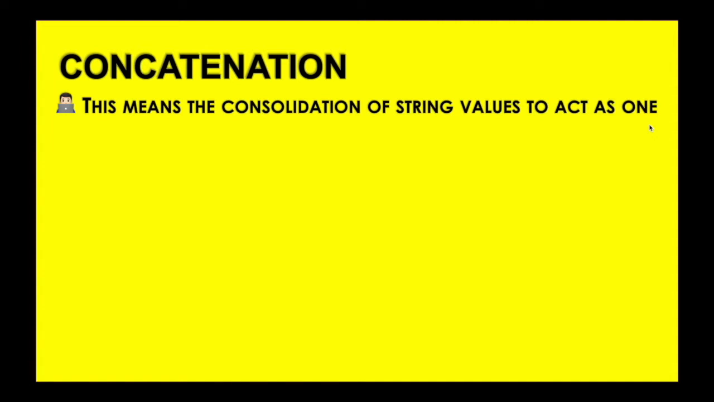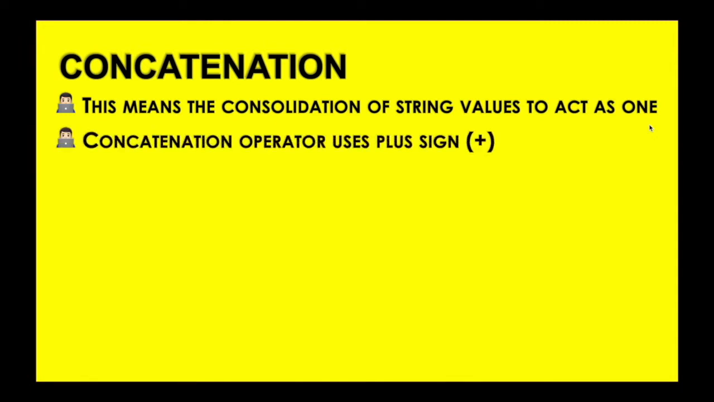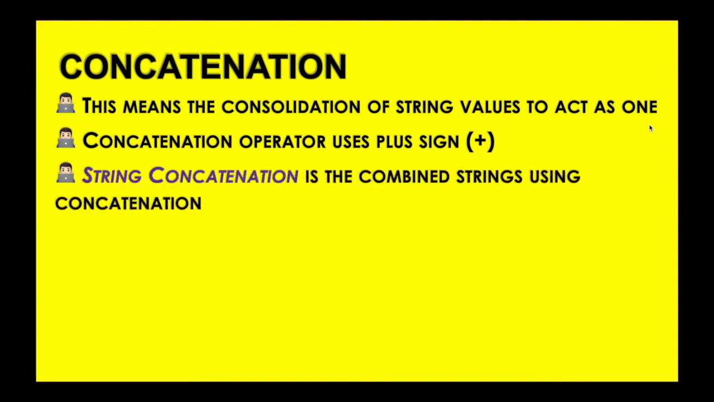We can concatenate string to integer, integer to string, string to float, float to string, string to boolean, and boolean to string. We can do that. So the concatenation operator uses the plus sign. If that is the definition of concatenation, then string concatenation is the combining of strings using concatenation. So let's have here our task for you to be able to grasp the knowledge more.